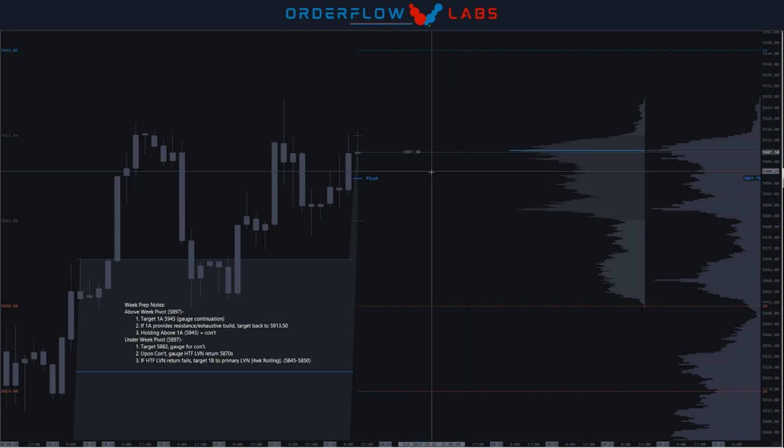But if we cannot find any interest down here, we're not getting any type of bid response through here, then the next zone I want to pay attention to is this primary LVN on the 4-week rolling right here into the target 1B. And so that's 45 to 50 right here.